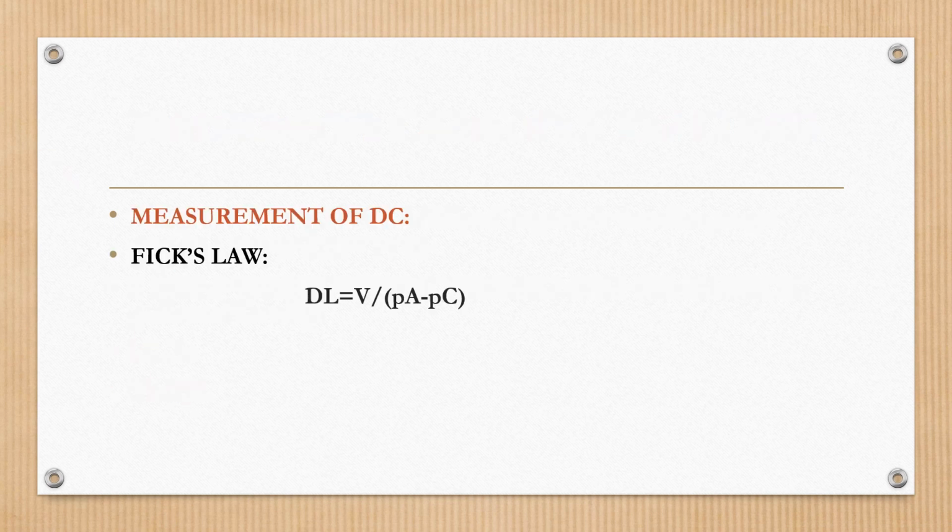So how do we measure the diffusion capacity of the lung? It is by a simple formula based on Fick's law. DL is equal to V divided by PA minus PC. Here V is the volume of gas taken up in 1 minute, PA is the partial pressure of the gas in the alveoli, and PC is that in the capillary blood. So it is the pressure gradient. From this formula we can calculate the diffusion capacity of the various gases.